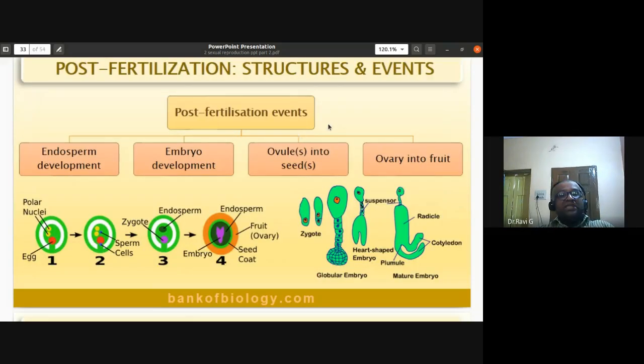So the post-fertilization events come after pollination, transfer of gametes, and fertilization, that is double fertilization. What are the post-fertilization events? The formation and development of endosperm, development of the embryo, the ovule forming the seed, and the ovary forming the fruit. These are the post-fertilization events.